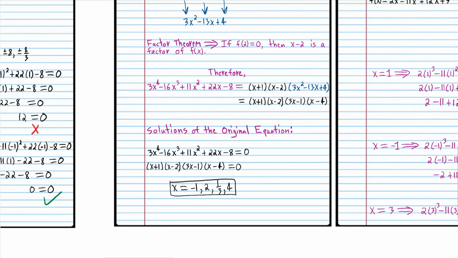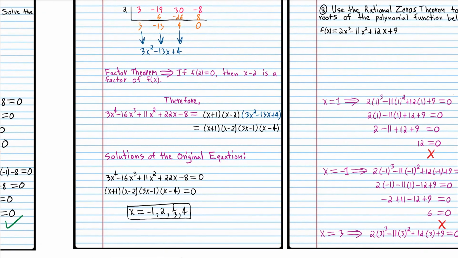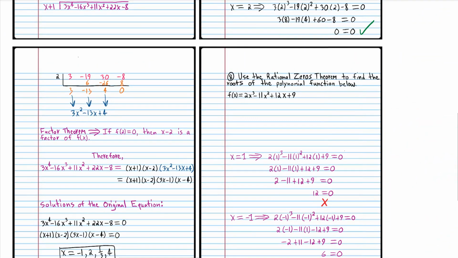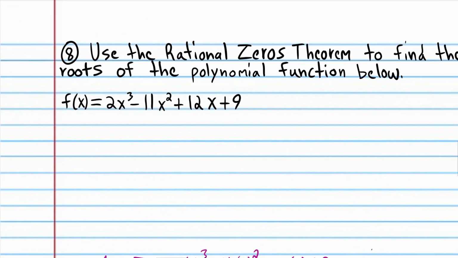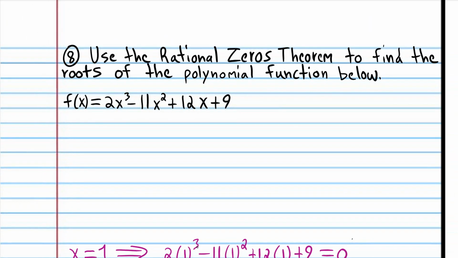Okay, so let's try another one of these problems. This problem is stated a little differently, but it's really the same problem. It says use the Rational Zeros Theorem to find the roots of the polynomial function below.